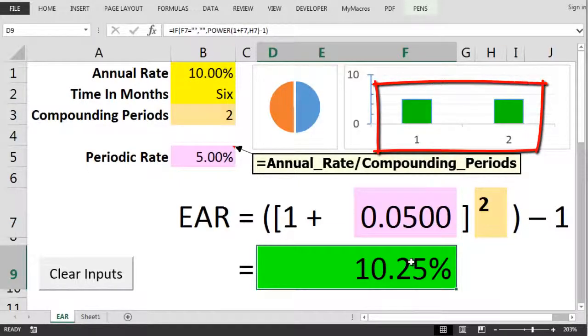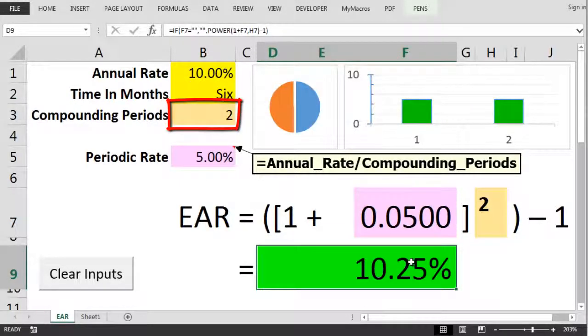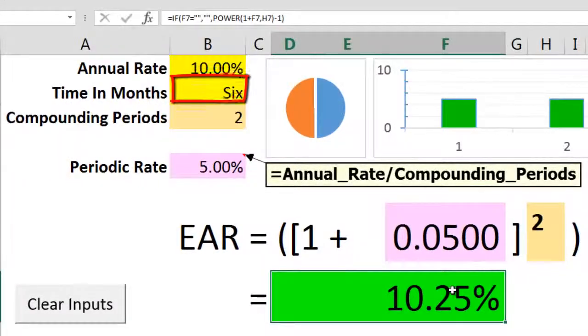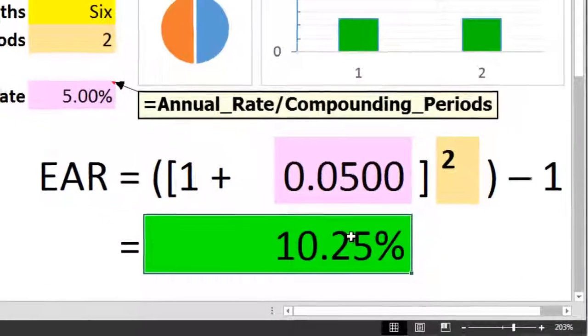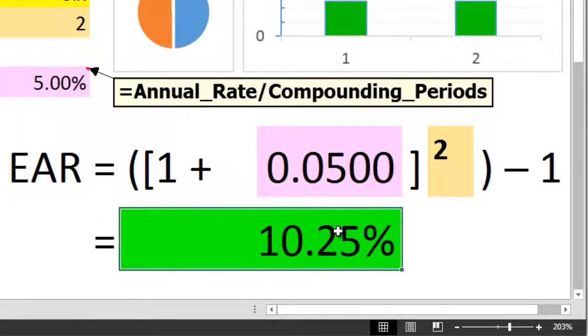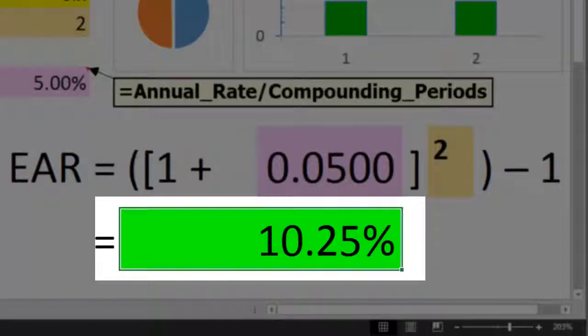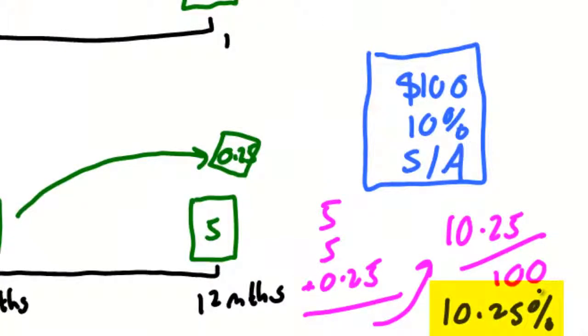This gives us 2 payments a year in 2 compounding periods. The periodic rate is therefore 5%, which is just 10% divided by the 2 periods. When we plug those figures into the main equation, this gives us an effective annual rate of 10.25%, which is exactly what we did by hand earlier.